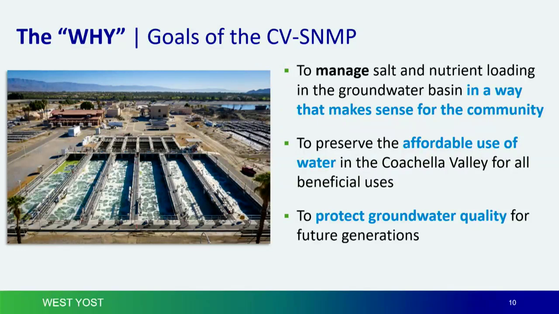We want this plan to recognize the diversity in the valley. This valley is diverse in the way it uses groundwater. So all the beneficial uses, the agriculture, the golf, the municipal water uses across the basin. It's also very diverse socioeconomically. So this plan should recognize that diversity and be constructed in a way that makes sense for the entire community.